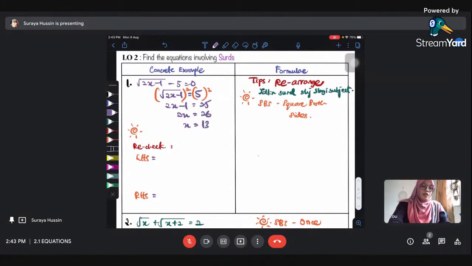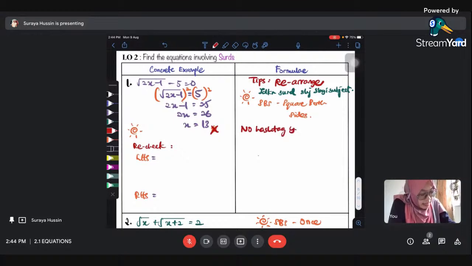Dekat sini, you tak boleh terus buat hashtag. No. You cannot. Tak boleh. No hashtag yet. Untuk surd kita agak sedih ya. You should be. Sebab you kena banyak buat kerja sedikit. Untuk semua soalan surd, kita memang kena recheck. This is what I write it down here. This is important. We have to recheck on the left hand side, sama ke tidak, to the right hand side.